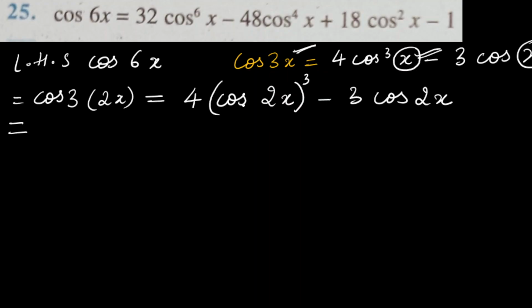So 4 cos 2x whole cube. So here 3 means it's basically whole cube minus 3 cos 2x. Now we can just apply here the double angle formula. But again we have to see which one we have to apply.